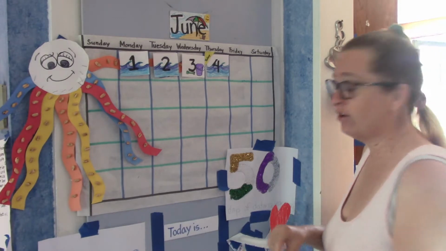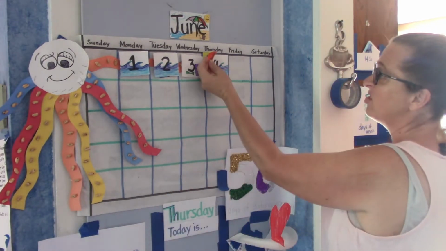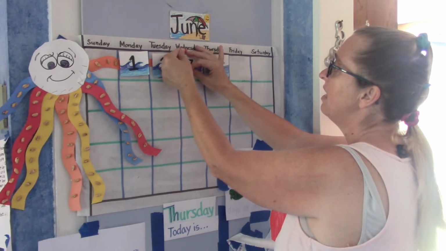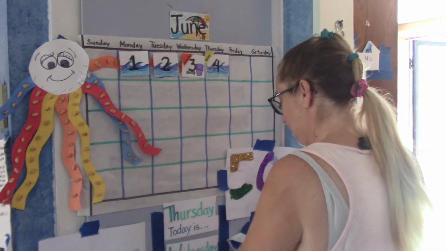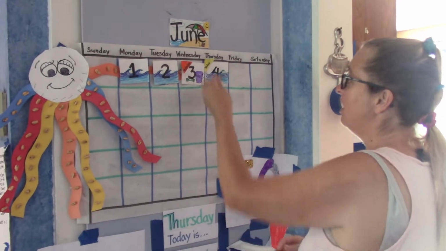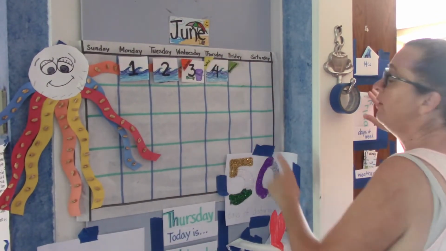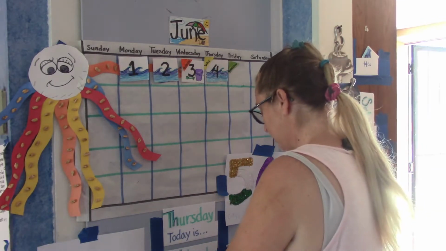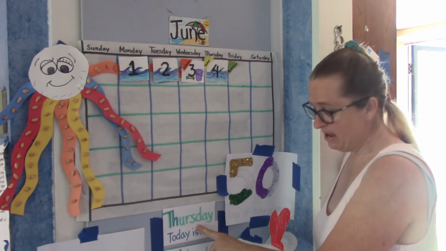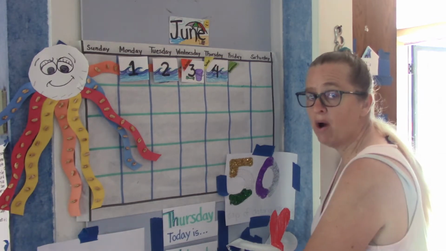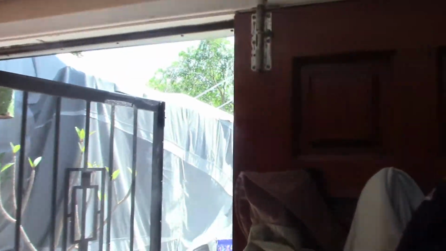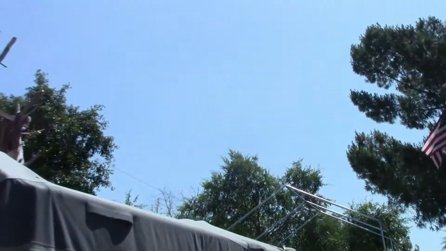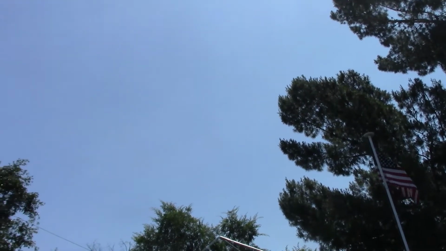Today is Thursday, which means yesterday, the day that already happened, is Wednesday. And tomorrow, the day that hasn't happened yet, is going to be Friday. So let's look at this again. We have today is Thursday, yesterday was Wednesday, and tomorrow will be Friday. Guess what? It's time to check the weather. Today's one of those super duper quick looks because it's so obvious. Let's go inside.